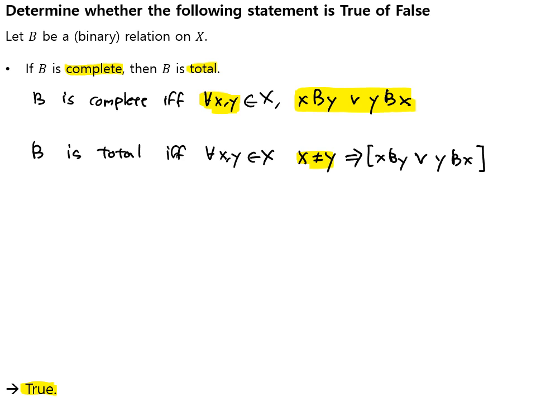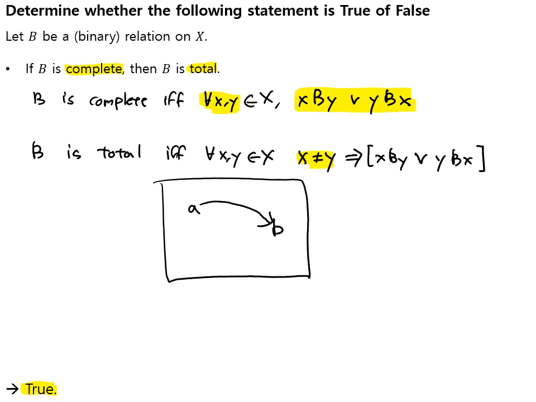So here, consider the example where we have A and B, and consider the example like this. This example shows that the relation is total. The reason is that for all distinct pairs, there is an arrow coming from one direction or the other. But it is not complete.